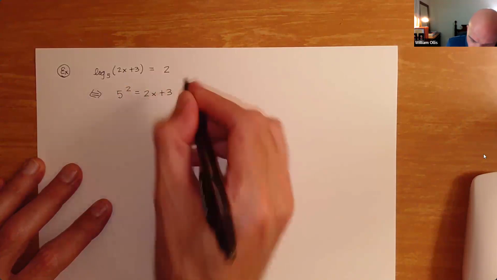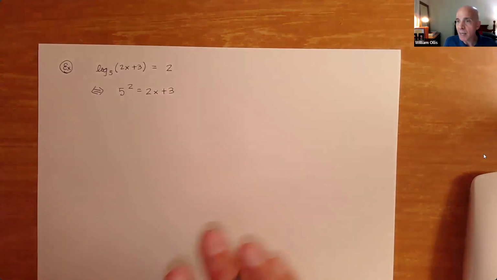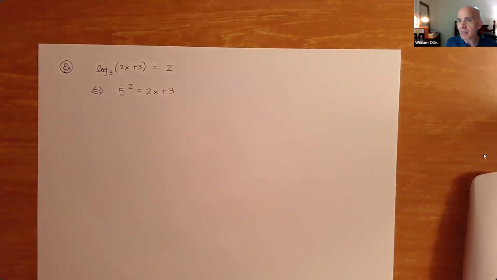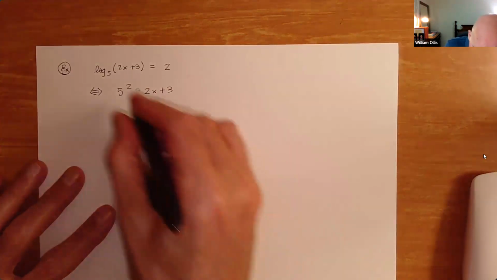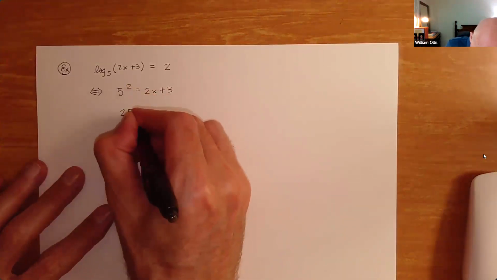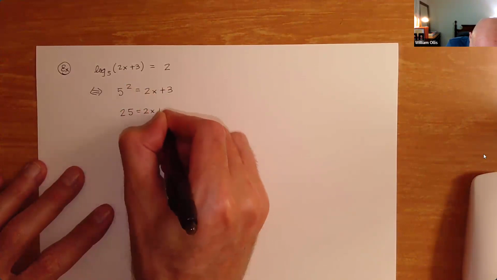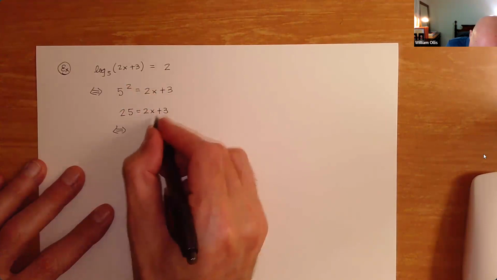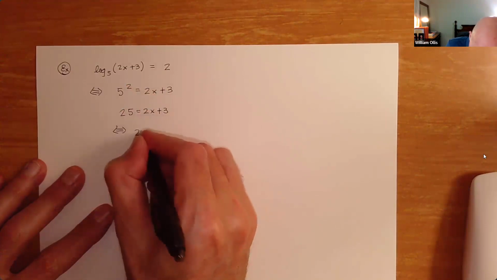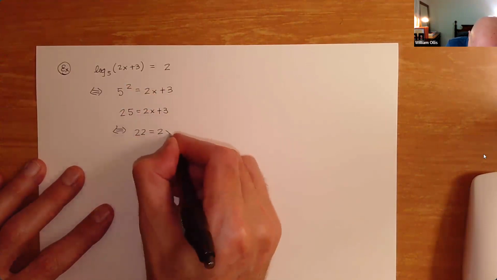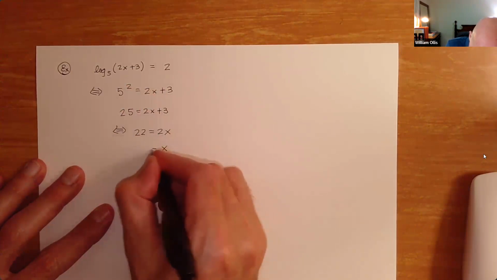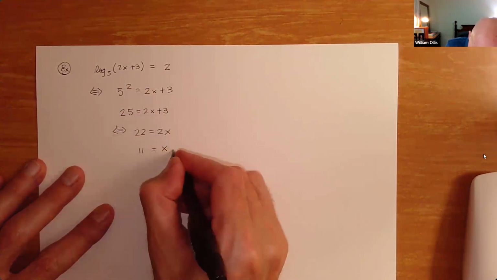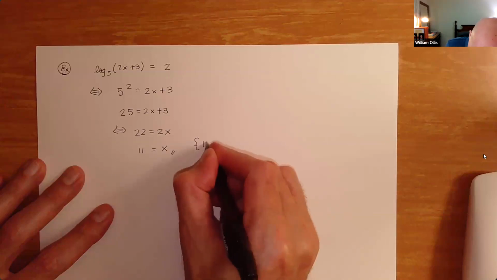We're just keeping them fairly simple for now so you can get used to the idea of these new functions. So of course, 5 squared is 25. And then of course, just subtracting 3, we get 22 is equal to 2x. So x is just 11. So we have a solution set of 11.